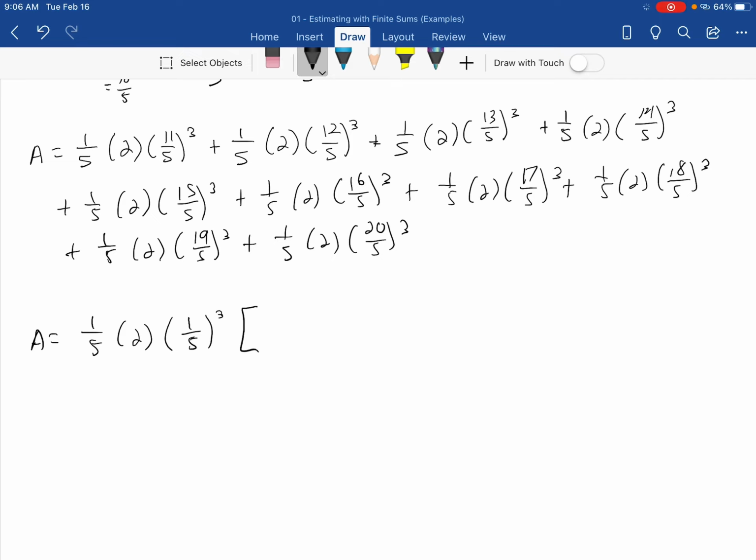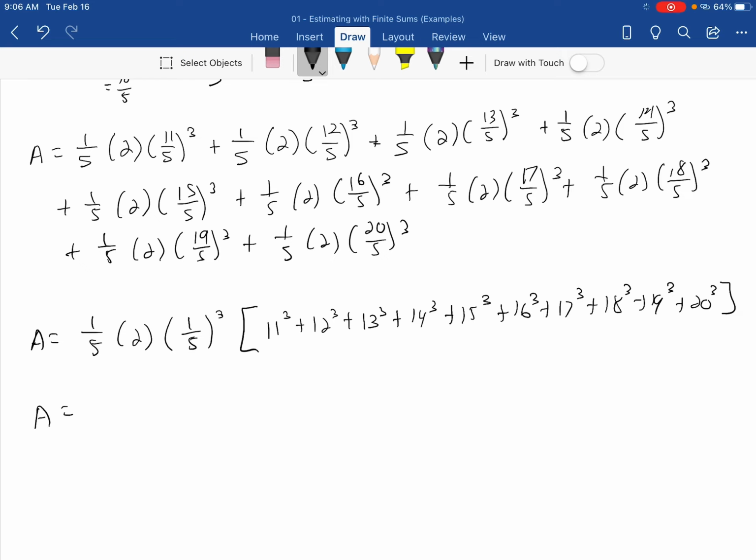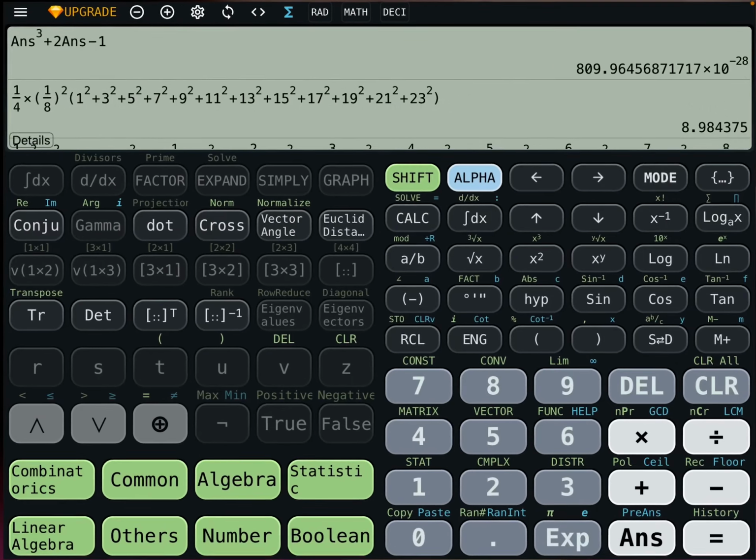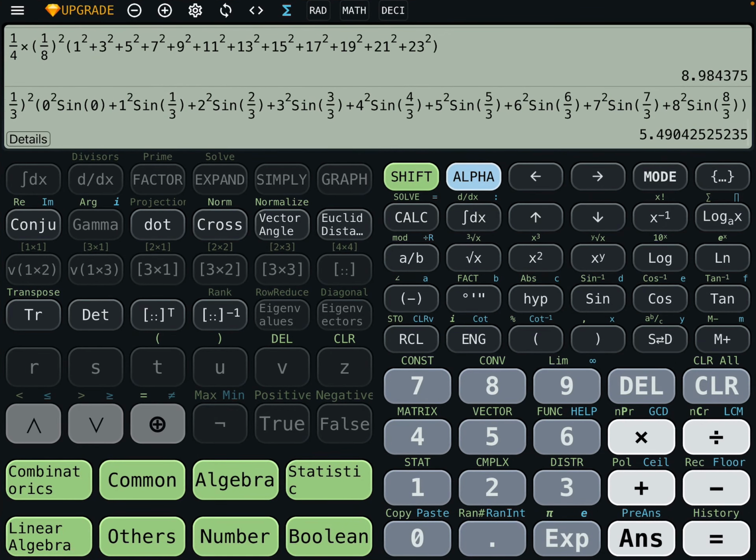And then what's left? I'd get 11 cubed plus 12 cubed plus 13 cubed plus 14 cubed plus 15 cubed plus 16 cubed plus 17 cubed plus 18 cubed plus 19 cubed plus 20 cubed. And even that's a nightmare, but I hope you agree, boy, it's a lot better than what I just did there. So now I go to my calculator. Where is it? There it is. And I go again. So what was the common factor?